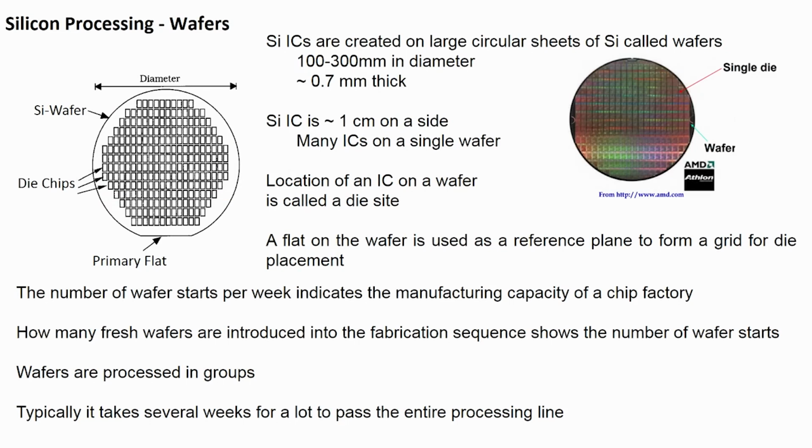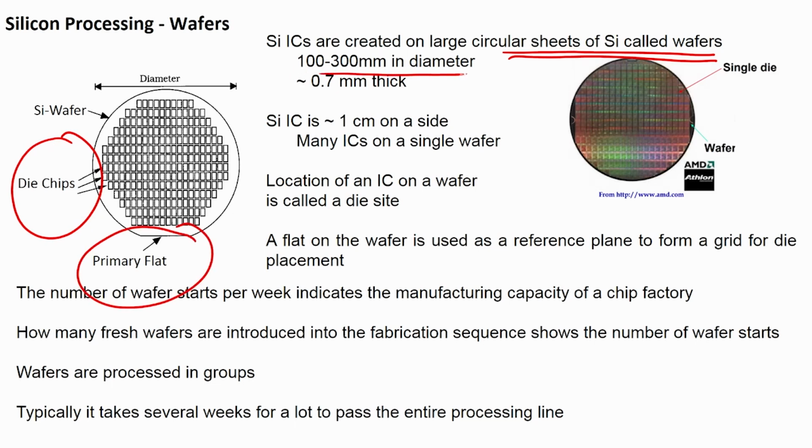Now, on silicon wafer processing: silicon ICs are created on circular sheets of silicon called wafers. We have already seen what wafers look like. You can see the diameter of the wafer is measured like this. This is a silicon wafer with die chips. This is a primary flat here, and wafers are 100 to 300 millimeters in diameter. This was the older case. Now we have wafers with much bigger diameter and much more thickness, and we can have many ICs on one single silicon wafer.